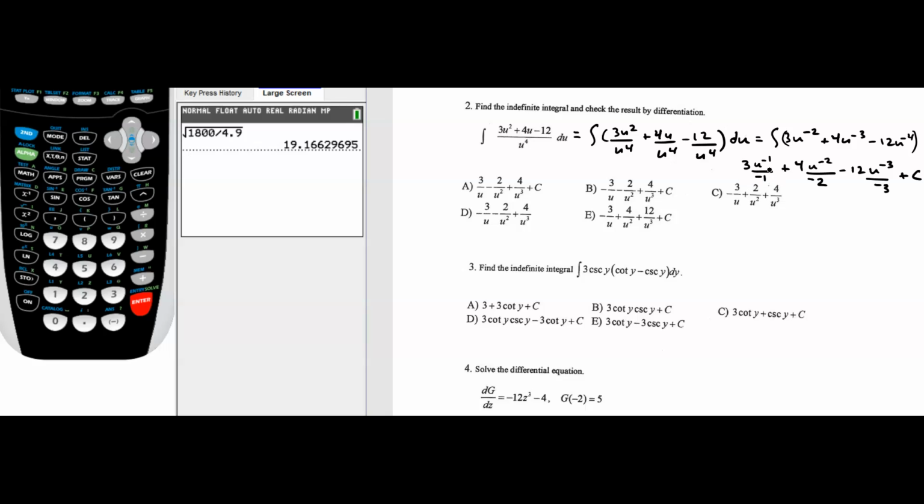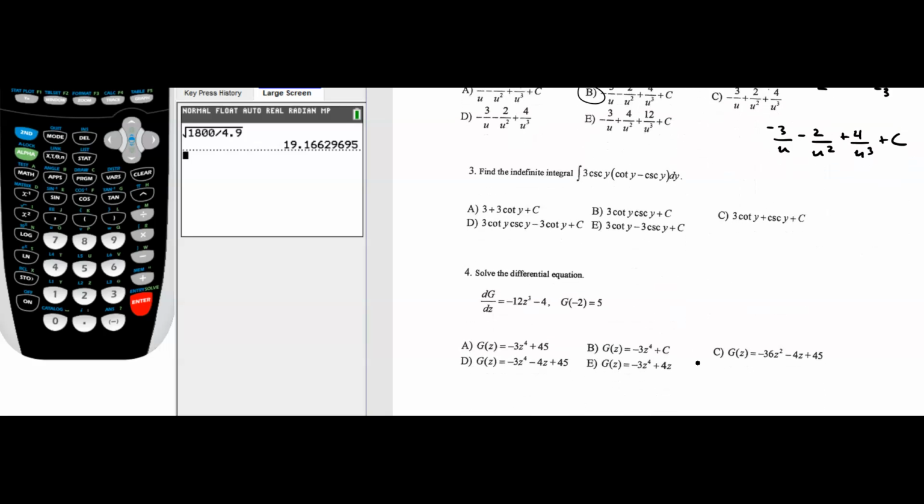Okay, so let's clean this up and see what we get. This is going to be, let's see, that negative 1 can come in front. So this would be negative 3 over u to the first. And the 4 over negative 2 becomes minus 2u to the negative 2, or minus 2 over u squared. And then a negative divided by a negative looks like we'd have plus 4 over u cubed plus c. And I believe, let's see if I did this right, negative 3 over u, I think the answer is B, minus 2 over u squared plus 4 over u cubed plus c. That is correct.